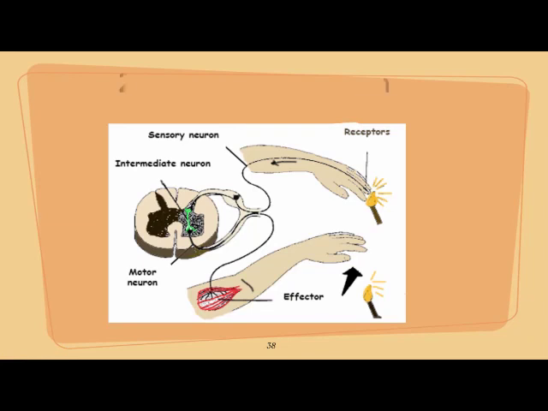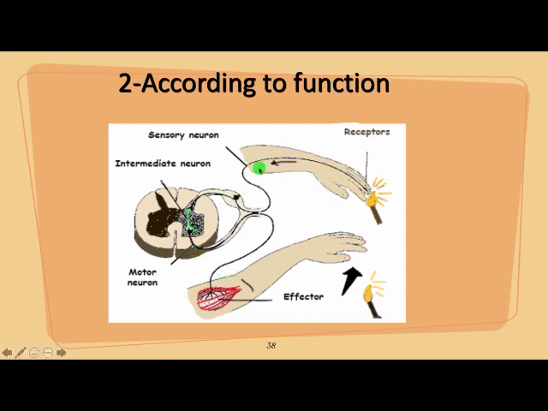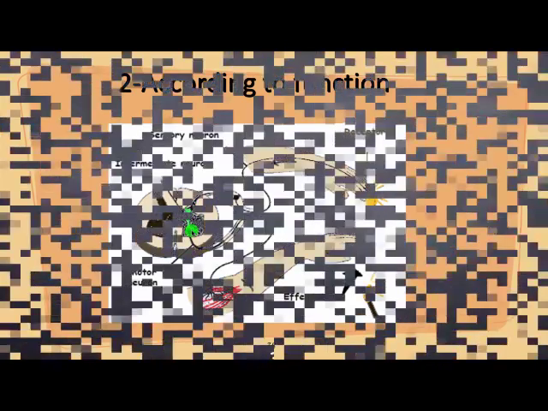Here we have the classification according to the function. We have finished according to the shape. Now the function is a very easy classification. We have sensory neurons, and we have motor neurons, and we have intermediate or relay neurons. These intermediate or relay neurons, they are present only in the central nervous system, like this relay neuron present in the gray matter of the spinal cord, carrying the impulse from the sensory to the motor.